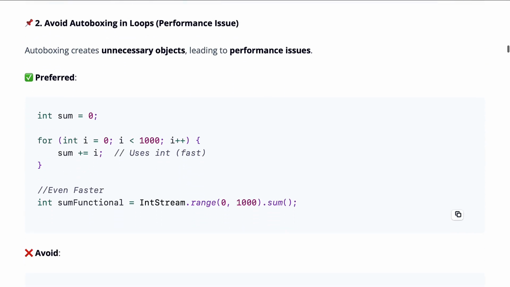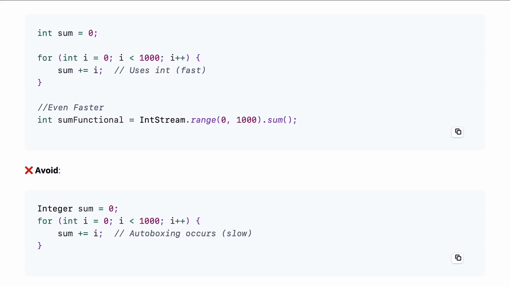Next, a very important thing is to understand autoboxing and unboxing. Autoboxing can create unnecessary objects leading to performance issues. If you have code like this: Integer sum = 0; for i = 0, i less than 1000, i++, sum += i. What we are doing is promoting this int value to an Integer and adding it to the Integer value. And therefore, autoboxing occurs. Each time autoboxing occurs and a new value is created.